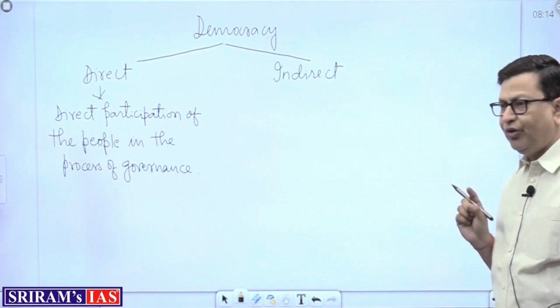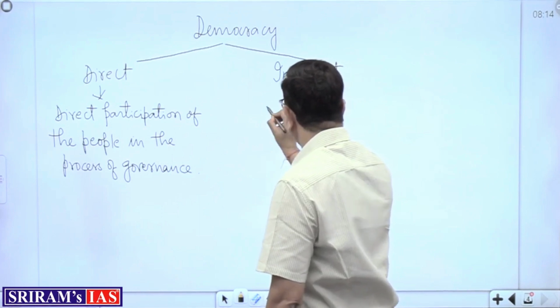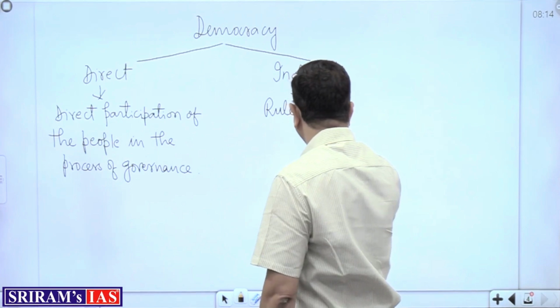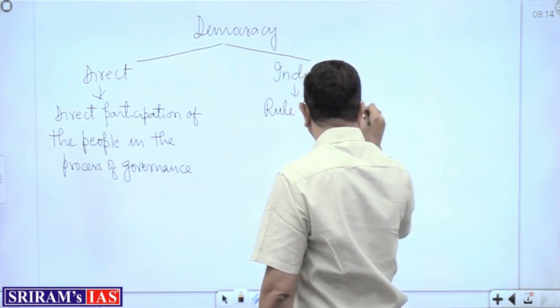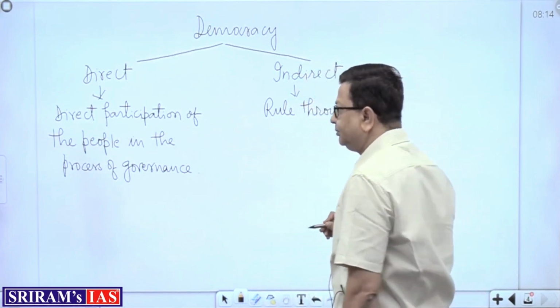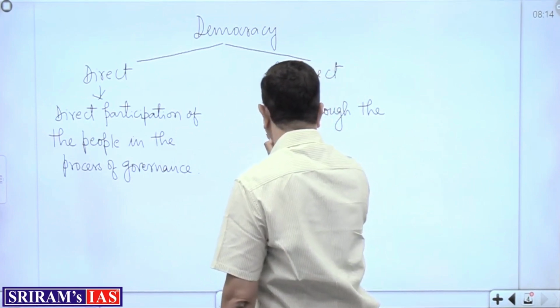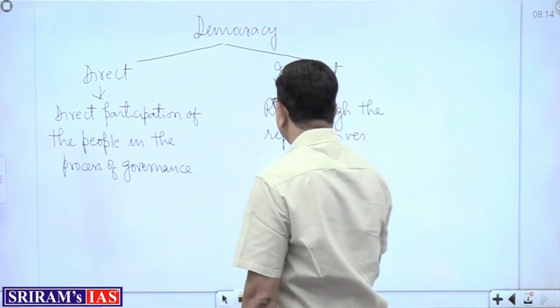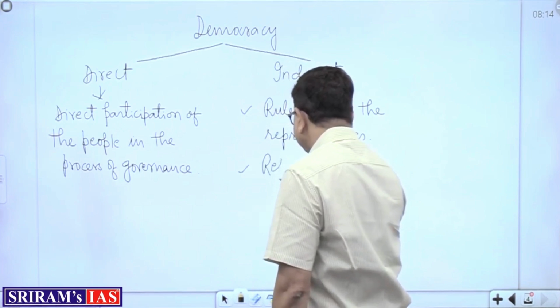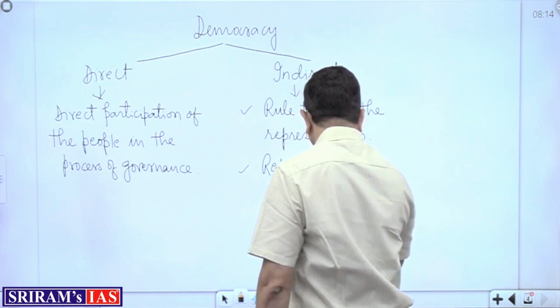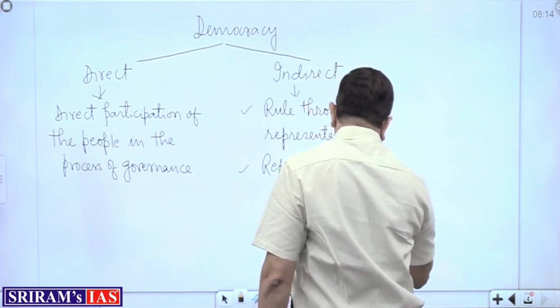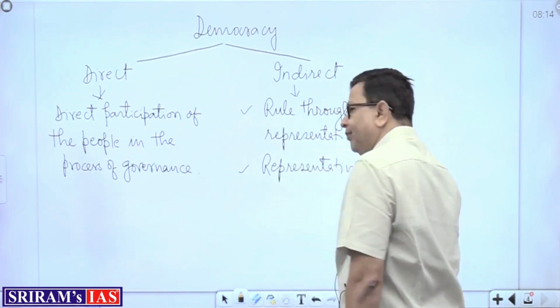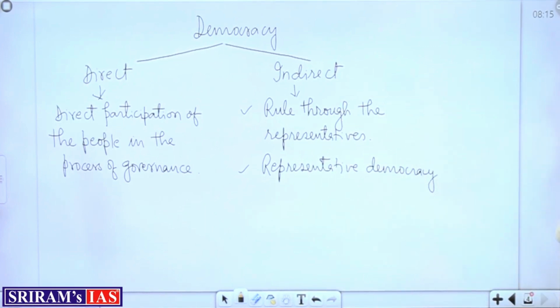On the other hand, when we talk about indirect democracy, it is ruled through the representatives. It is also known as representative democracy. In most of the countries of the world, we have this representative democracy.